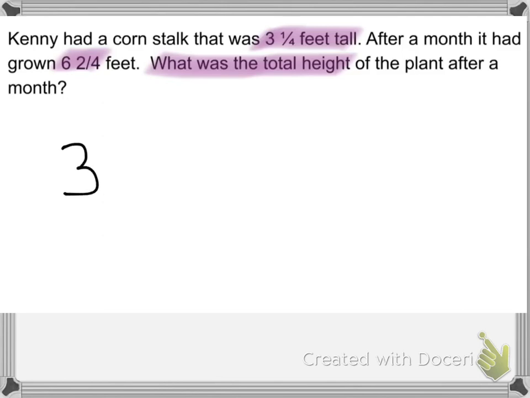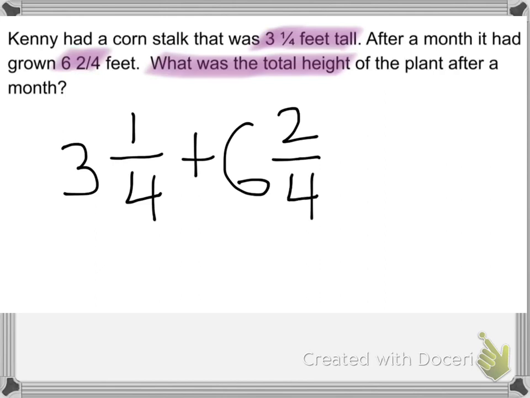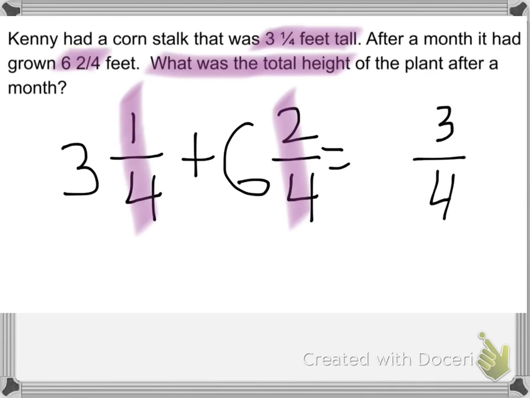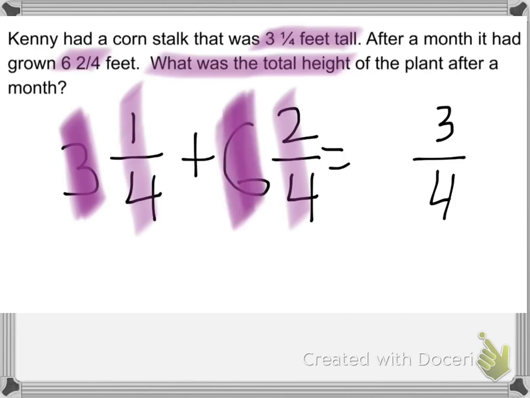So 3 1/4 plus 6 2/4. Again, I am going to first add my fractions. So 1/4 plus 2/4 equals 3/4. And then I'm going to go back and add my whole numbers. So 3 plus 6 equals 9. My answer would be 9 3/4 feet.